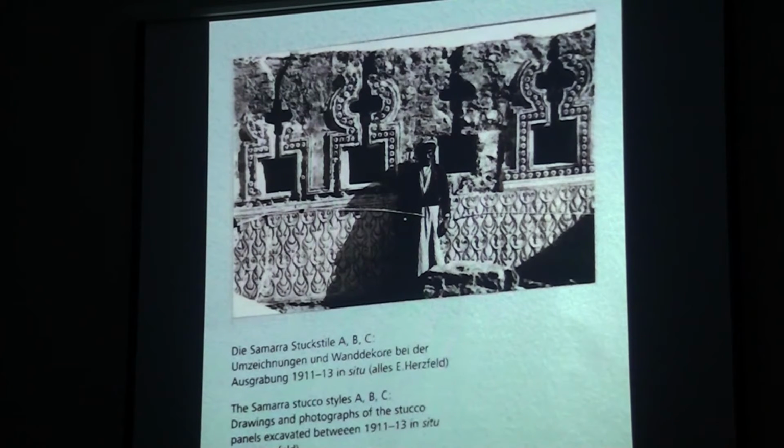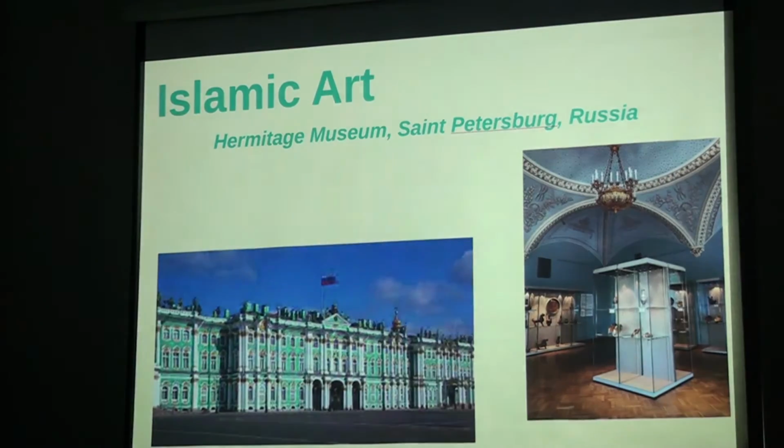But again, this person is entirely unnamed. The photographer is named, but not the person, which I think would not happen in an exhibition of European art, or if it was a white person individually. So the last exhibition we're going to look at is Islamic art at the Hermitage.